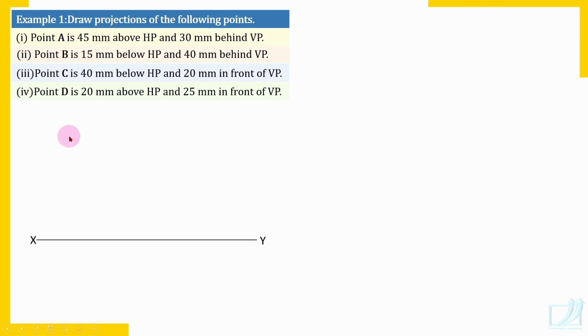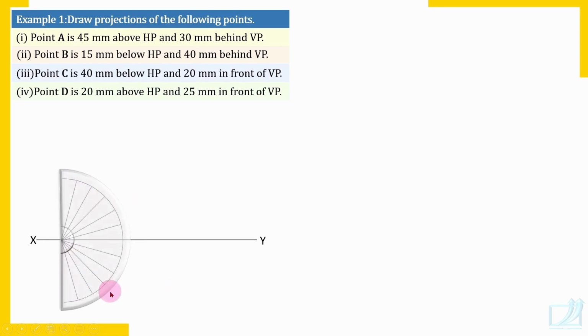So there are 4 points A, B, C, D. You want to draw projectors of 4 points, means 4 vertical lines. Now XY line is horizontal line and you are going to draw vertical line. So don't draw approximately vertical line. That vertical line must be exactly at 90 degrees. So how to draw it quickly, I'll tell you.